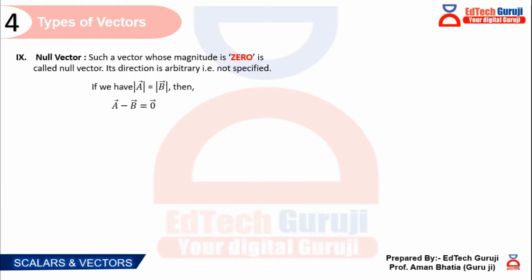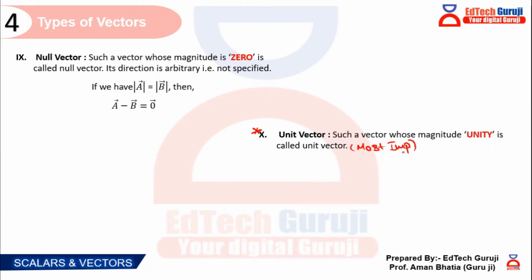Now, moving ahead with the next type of vector, it is called a unit vector. Again, the name is unit vector, that means something to do with unity. A unit vector is that vector whose magnitude is unity, that means its magnitude is 1. Such a vector whose magnitude is unity is called a unit vector. Now, this vector is very important to you all, and I will keep on reminding you about this particular type of vector.